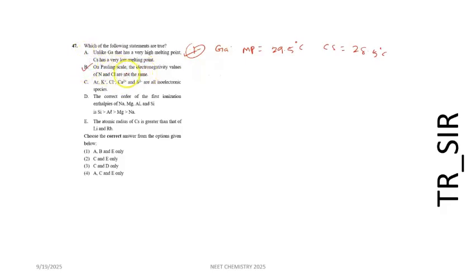Now come to statement B. On the Pauling scale, the electronegativity values of nitrogen and chlorine are not the same. But actually, the electronegativity of nitrogen is equal to the electronegativity of chlorine. So that is a false statement. They both have an electronegativity of around 3. So the given statement is false.